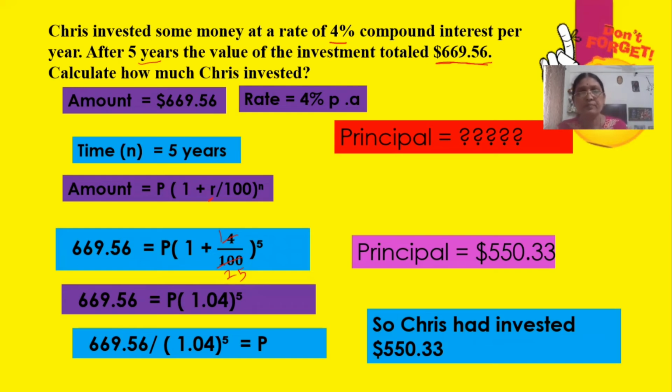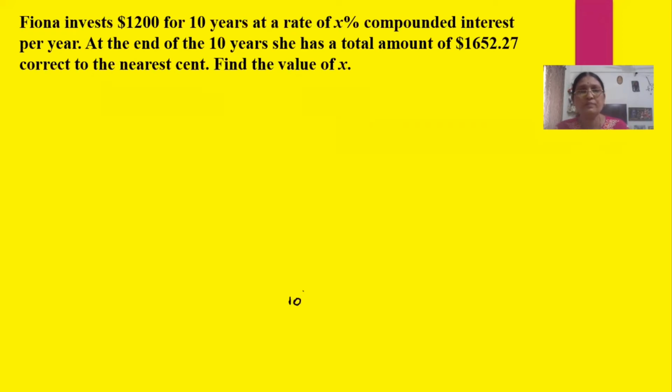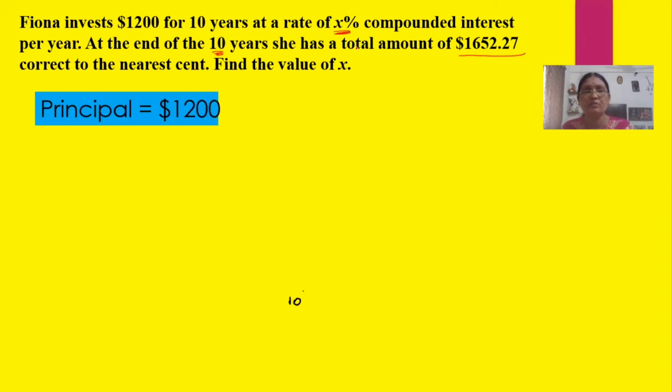It's easy. Let's take one more question, children. Fiona invests $1,200 for 10 years at a rate of X% compounded interest per year. At the end of 10 years, she has a total amount of $1,652.27. Correct to nearest cent. Find the value of X. So what is X? X is the rate, right? This is what we are supposed to calculate.